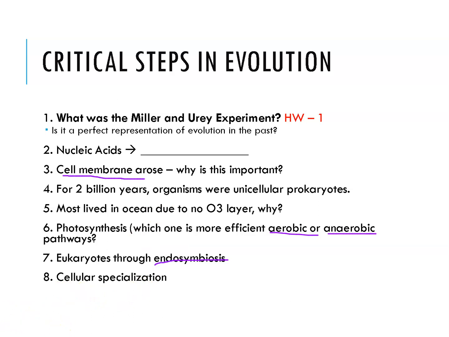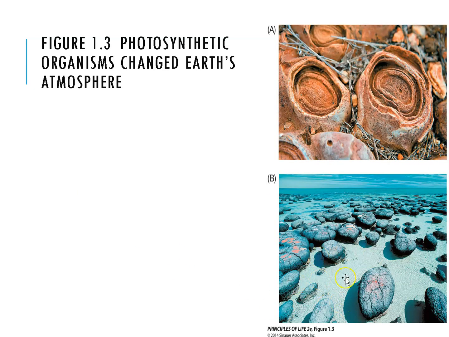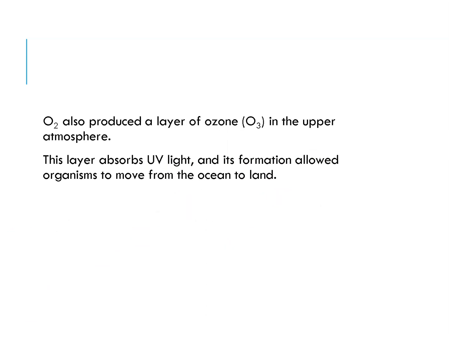So photosynthesis, of course, is taking sunlight and transforming it into chemical bond energy. And so this O2 was a byproduct. Of course, that's great for us because we breathe oxygen. But it started to accumulate in the atmosphere, and through billions of years, it changed the atmosphere. So some of the first photosynthetic organisms, cyanobacteria, stromatolites. O2 was poisonous, so organisms that could tolerate O2 evolved aerobic metabolism, which is very efficient compared to anaerobic, which we'll talk more about down the road.